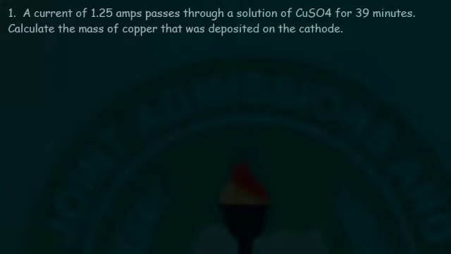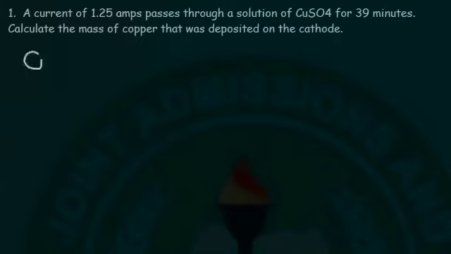A current of 1.25 amps passes through a solution of copper sulfate for 39 minutes. Calculate the mass of copper that was deposited on the cathode. So let's go over a few things.